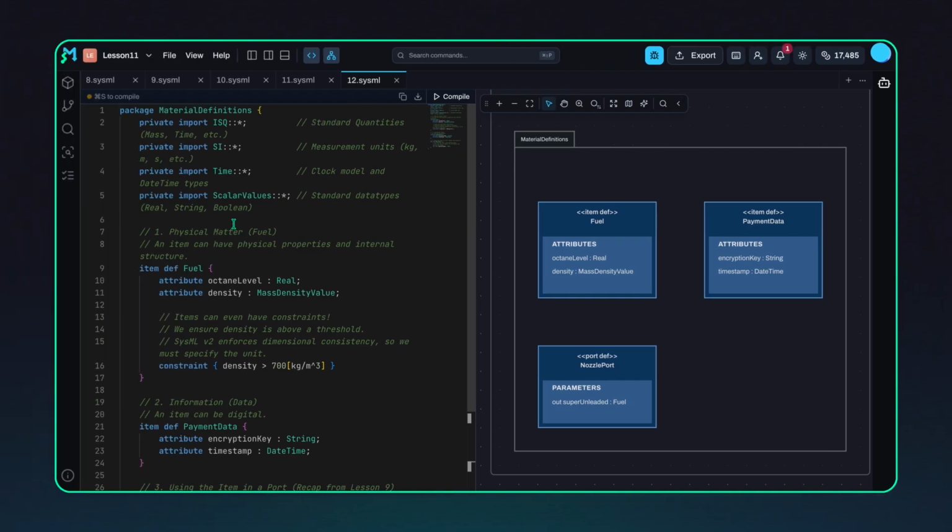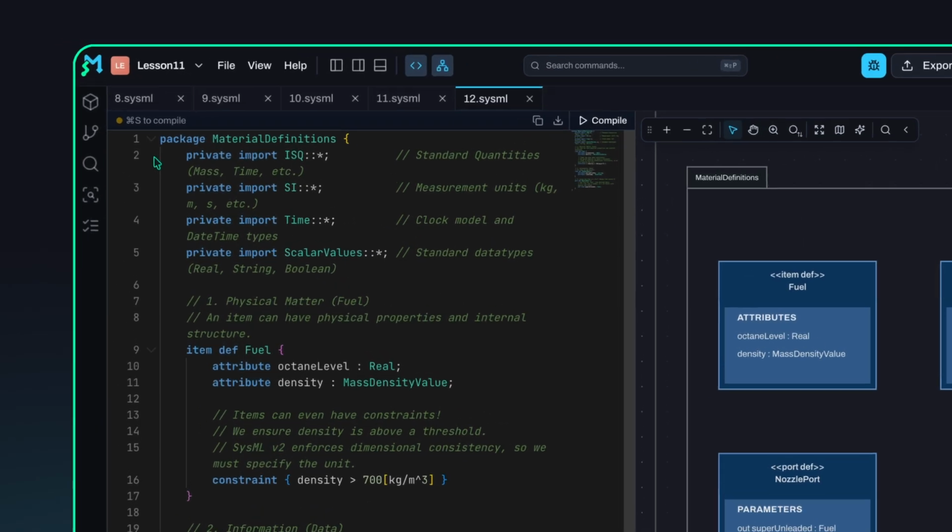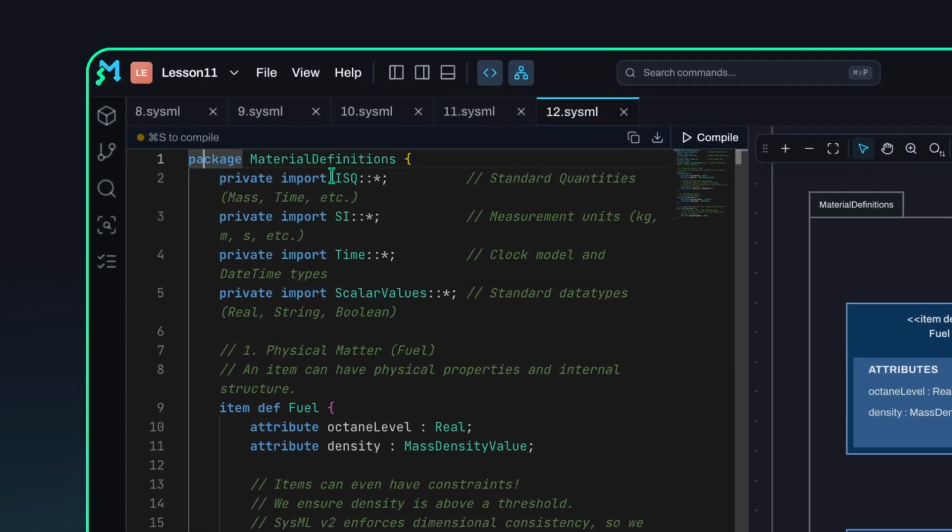Here is a package that defines physical fuel and digital payment data, then uses the fuel definition in a nozzle port. Feel free to follow along with a free account on SysModeler.ai. Let's walk through it. The package imports 4 libraries. ISQ provides quantity types such as mass density value and time. SI provides the specific measurement scales like kilograms and meters. Time provides chronological concepts. And ScalarValues provides standard scalar types such as real and string.